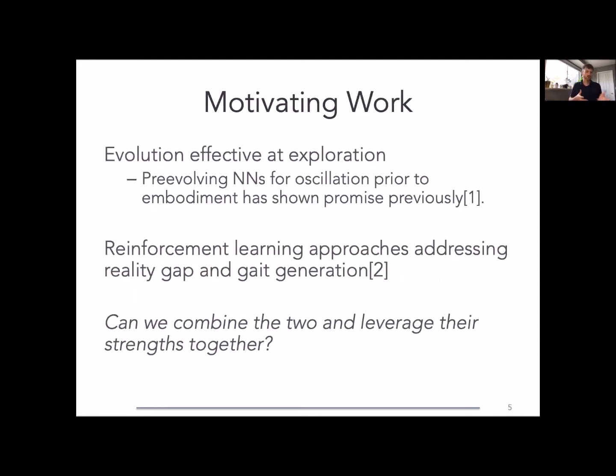Now, there's been some work in this area. Stanton and Shannon, back in the mid-2010s, looked at pre-evolving neural networks for oscillation prior to embodiment, and that was fairly promising. More recently, we've seen reinforcement learning approaches addressing things like the reality gap and gait generation. And so really in this work, we're trying to figure out, can we combine these two and leverage their strengths?